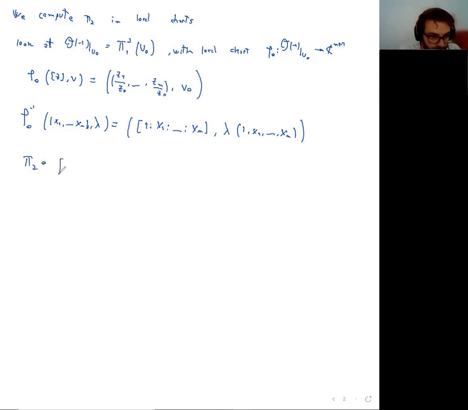So pi 2 of phi 0 inverse of (x1, ..., xn), comma lambda. Instead, we want to look at it in the coordinates, so we precompose with phi 0 inverse. Then what you get is nothing but lambda, because projection on the second coordinate is simply this one. So you get lambda, lambda x1, etc., to lambda xn.